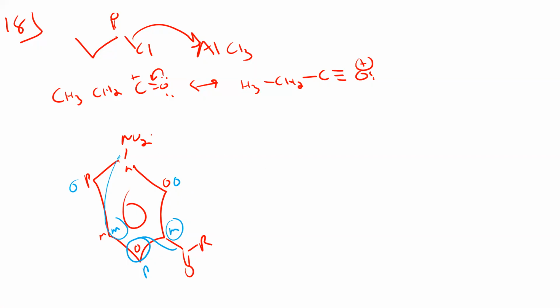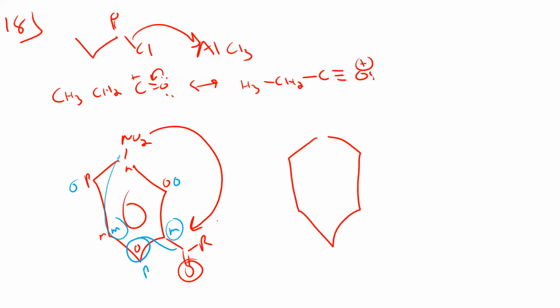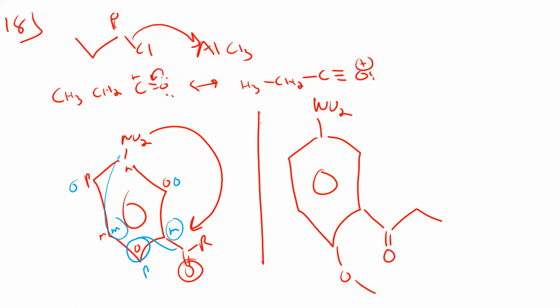So since the nitro group is a meta director, right? And this group right here is an ortho para director. So since there's already something, the nitro group is not going to put something in the meta position. There's already something there. So we need to consider that. So we're going to put it right here. So this is going to be our answer then.